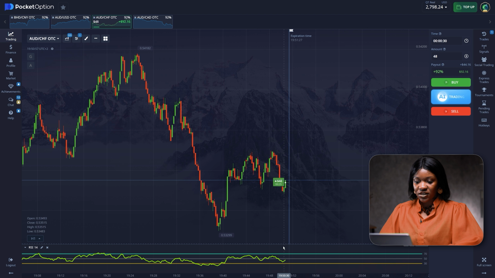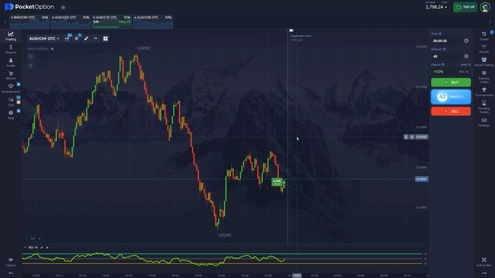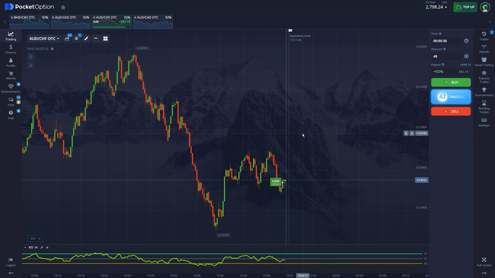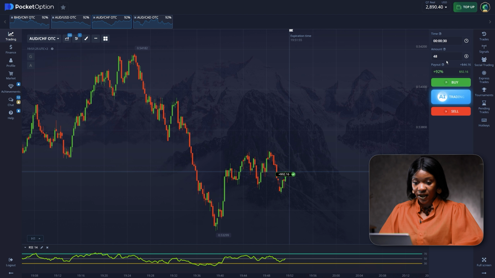Actually, because of this, I've opened a call option because our RSI has started to increase. Also, the price chart needs some correction after such strong red candles. Waiting for the time expiration. It was pretty close, but the trade had finished with plus $92. Let's move on to the next currency pair.